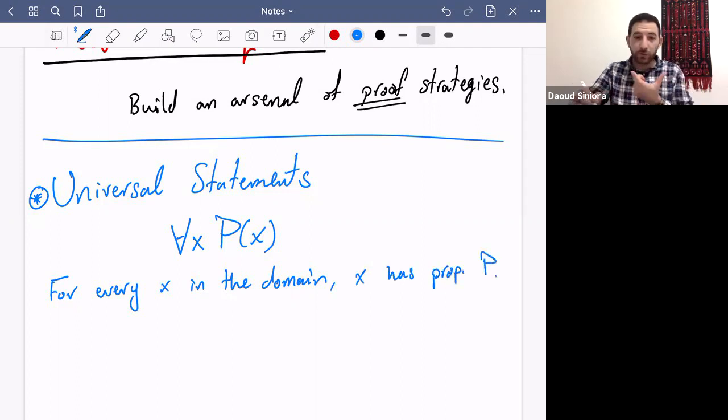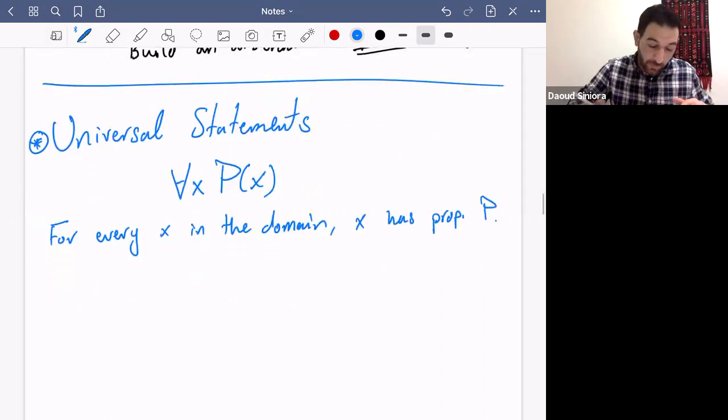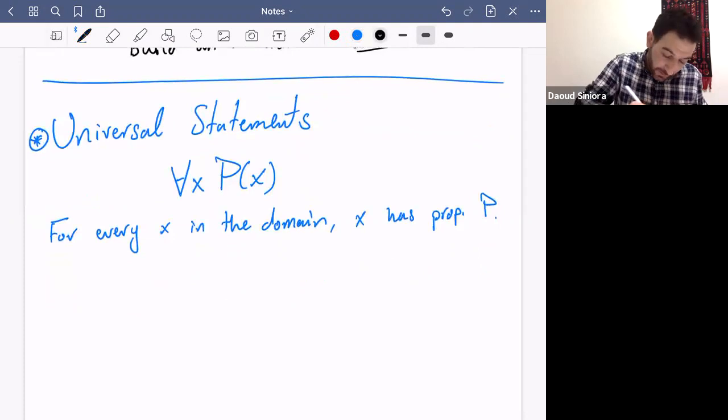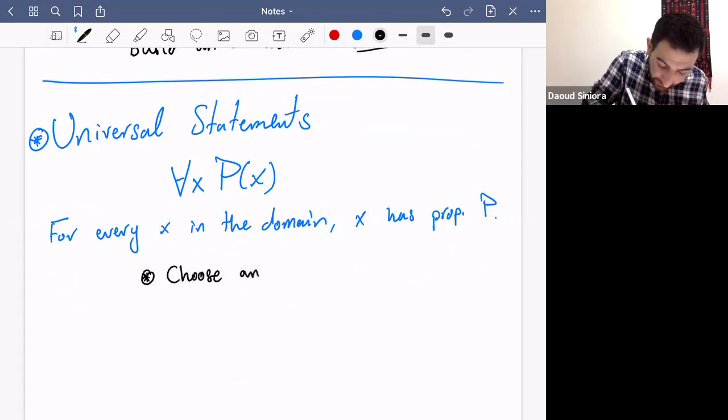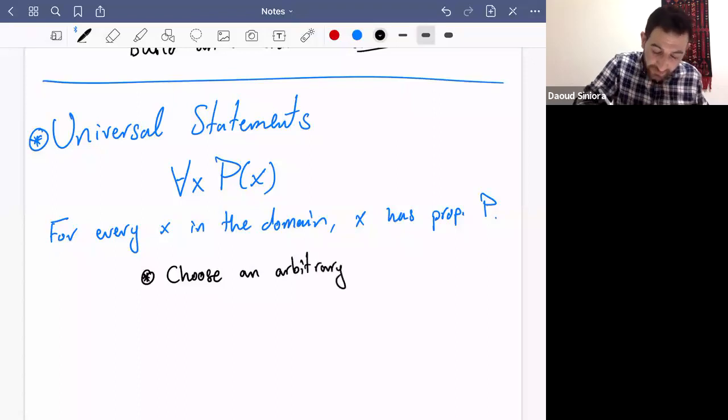So suppose we want to prove this statement. Okay, so we want to show that this statement is true. Well, what is the strategy here? The first step is we choose an arbitrary element, say a, in the domain.